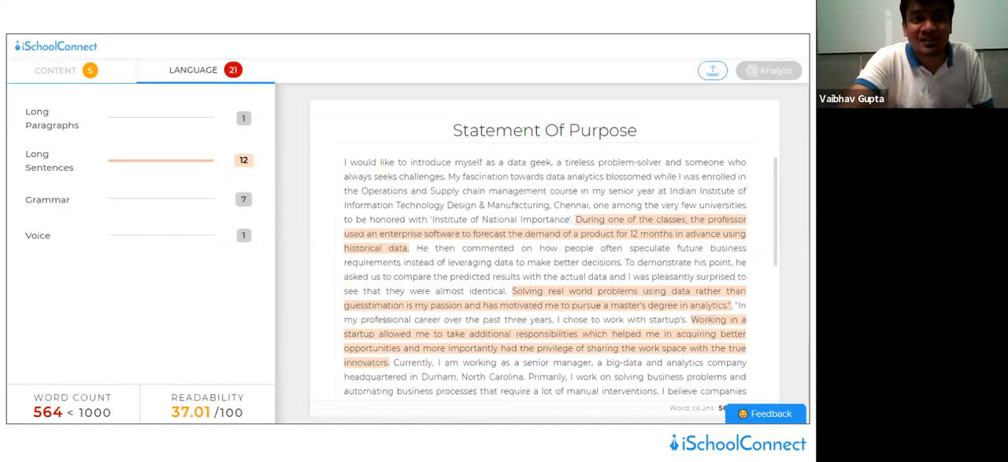Also, it analyzes grammar. Sentence structuring is very important when it comes to your essays. Long paragraphs are very bad. You shouldn't write long paragraphs. Long sentences, again, affect your readability. So you can simply check grammar, voice, long paragraphs, long sentences, everything in your SOPs, and it will give you feedback and you can improve upon your essays all in real time and at the convenience of your home.